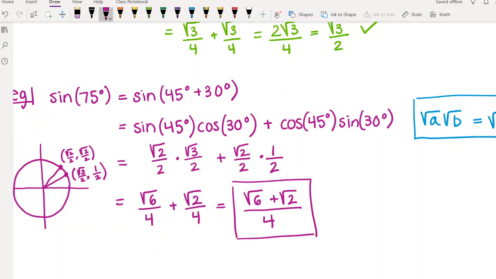So if you were to type sine of 75 degrees into your calculator, it would give you a decimal approximation. And that decimal approximation is an approximation of the value that we just found here. So you can even test that out for yourself. Type sine of 75 into your calculator, see what you get, and then type this thing that we just found here into your calculator, and you should see that it gives you the same approximate value. But this is the exact value.